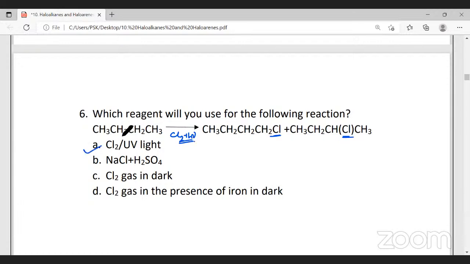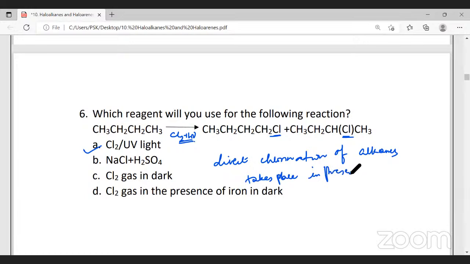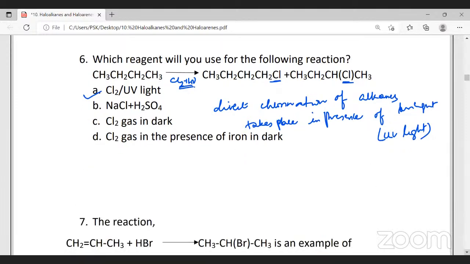Direct chlorination of alkanes takes place in the presence of sunlight, specifically UV light. Hence, the answer for this question is option A.